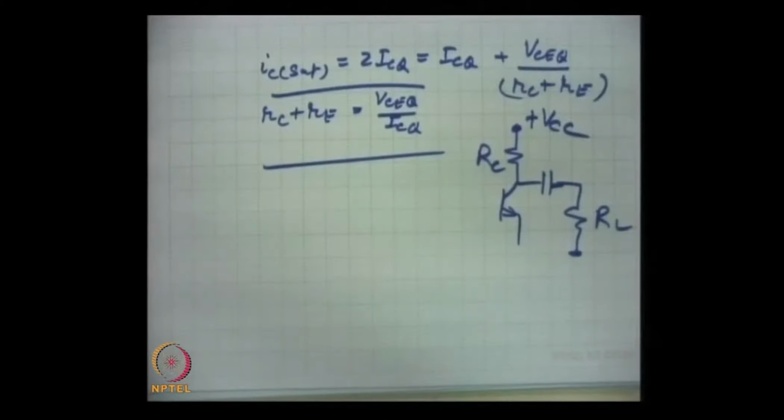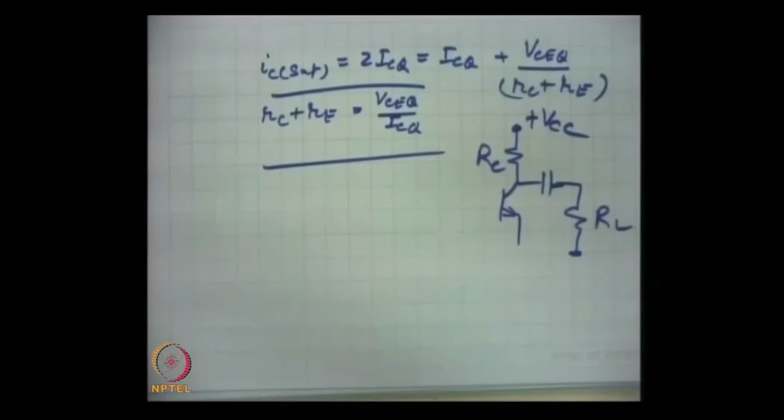But then the question comes, can we increase this efficiency? For RC coupled, maximum theoretical efficiency is 25%. If we replace RC coupling by, instead of RC coupled load, if we take a transformer coupled load, then the efficiency can be increased to 50%.